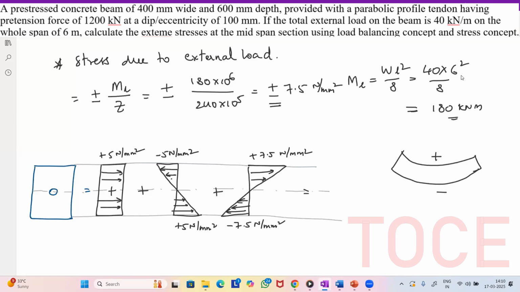Okay. Now the resultant will be on top. So here on top it will be 5 plus 5 minus 7.5. So resultant in the sense the summation of top and the bottom. Okay. So the summation of top stresses, so it will be plus 2.5 Newton per mm square, and at the bottom, so this is also plus 5 Newton per mm square, right? So it will be 5 plus 5, it is 10. 10 minus 7.5.